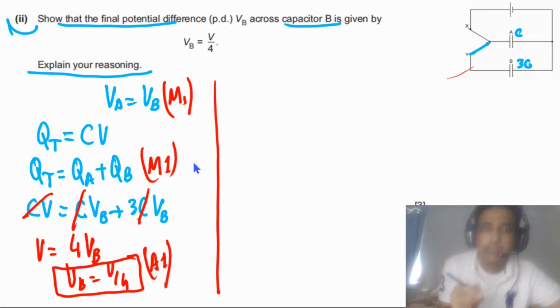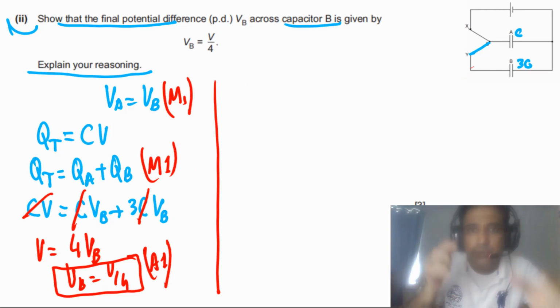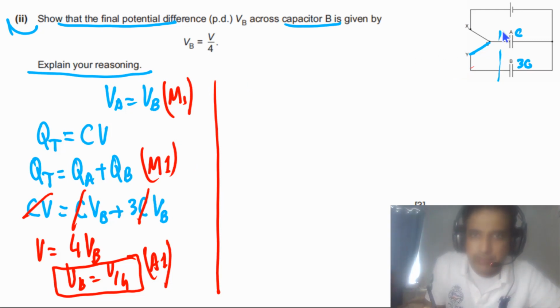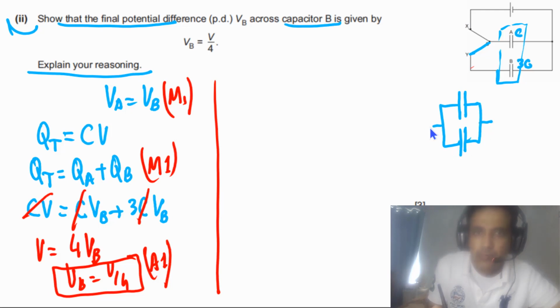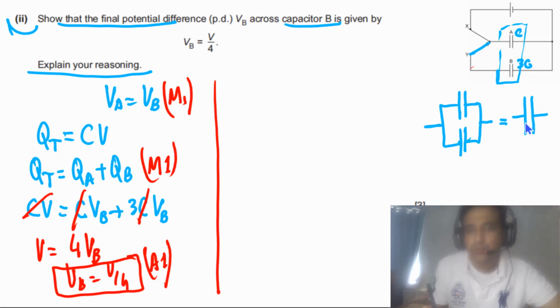Now let's try to understand the same question in a different way. Let's try to imagine we replace these two capacitors with one single capacitor. So let me redraw here to give you better understanding of this one. We have these two capacitors connected in parallel. We can replace these two capacitors with one single capacitor. So let's say this is our new capacitor that can replace these two capacitors. Capacitance of this capacitor is C and capacitance of this capacitor is 3C. So the capacitance of the new capacitor has to be equal to 4C.